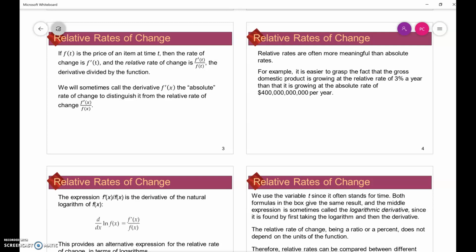So relative rates, where they're handy, are more meaningful than absolute rates. For example, it's easier to grasp the fact that the gross domestic product is growing at the relative rate of 3% a year than it is growing at the absolute rate of 4 billion per year. If you didn't know what that total was, that 4 billion really wouldn't matter to you as much as seeing it's growing at 3% per year.